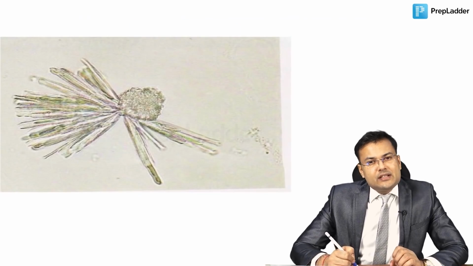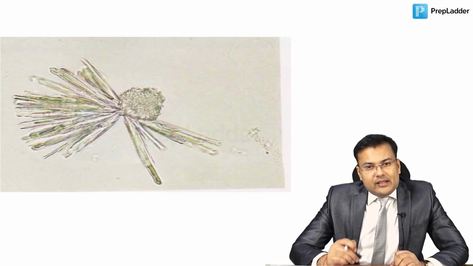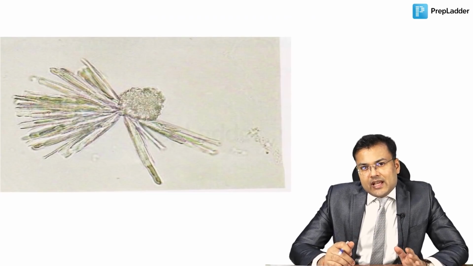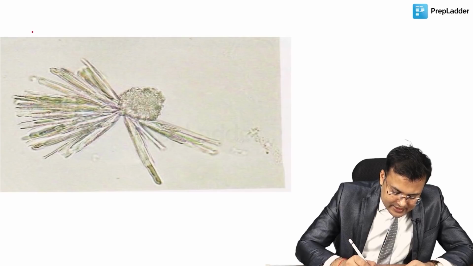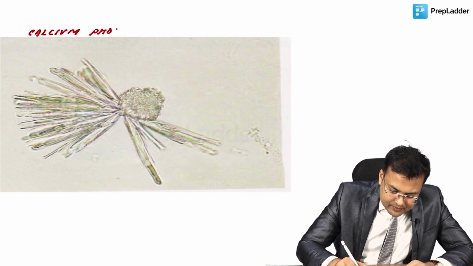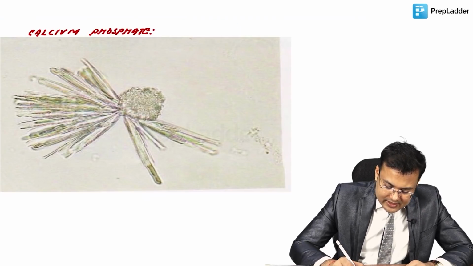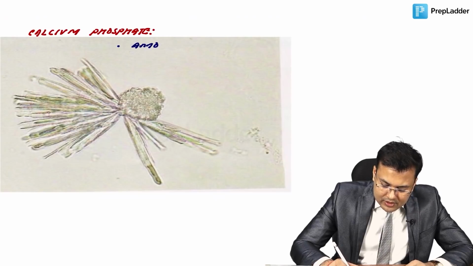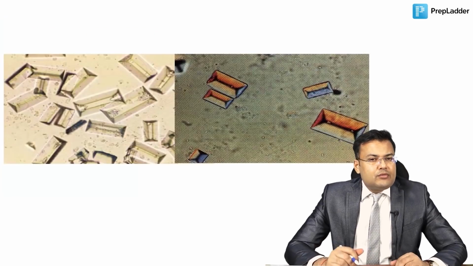Here you can see that this is an amorphous crystal, and this amorphous crystal is seen in calcium phosphate. So in calcium phosphate, amorphous crystals are seen like this. This was asked many times.